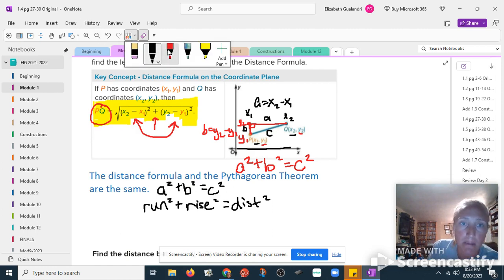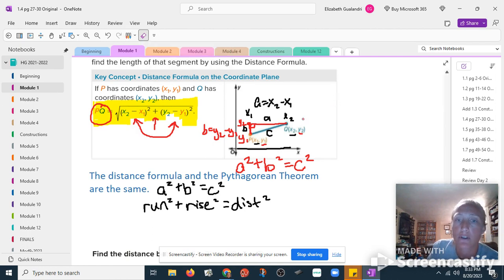So again, what I mean by that is what I just went over here. Your run is how far apart these 2 points, point P and point Q, are run-wise. So horizontally, that is what the A is here. And we said that A was x2 minus x1. So my run is x2 minus x1. And that quantity I have to put in parentheses now because I want that whole run to be squared. If I don't put it in parentheses, only the x1 gets squared.